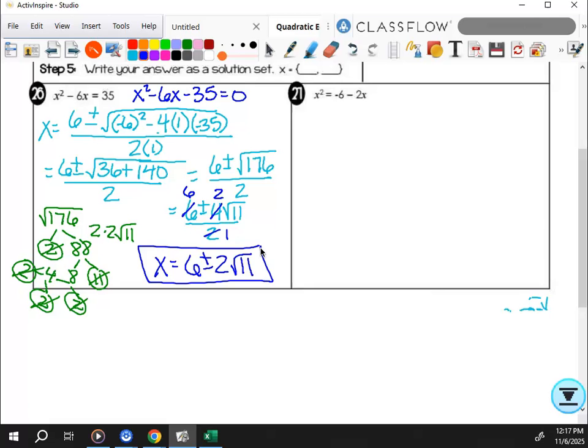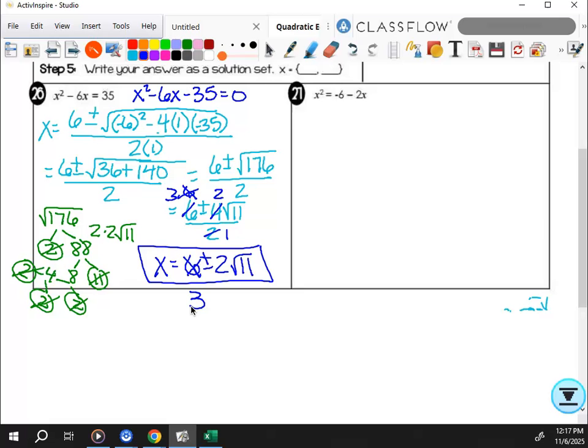Whoa, 3. What did I do? Oh, I put 6. Good Lord. That should be a 3. Everybody understand why it's supposed to be a 3? I was supposed to divide by 2. I don't know what I actually said, but clearly I wrote 6. All right, we all good?